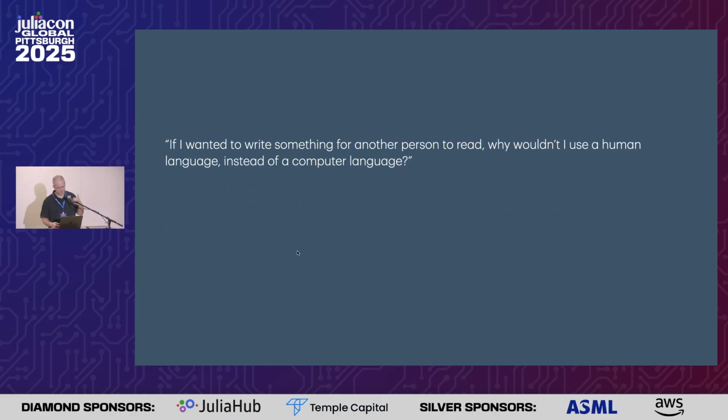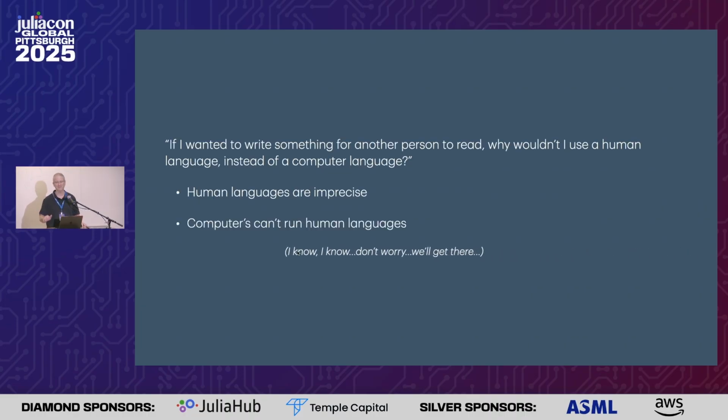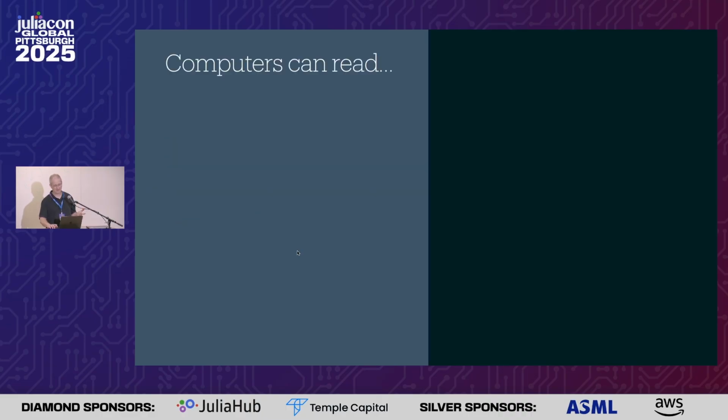But over the years, as I got older and hopefully wiser, I came to appreciate the wisdom of that statement, because human languages are imprecise, and computers don't speak human languages. So if you want to program a computer and do so in a way that other people can understand what you're doing, you need to make sure that the code that you write is readable by humans. And the computers don't really care.